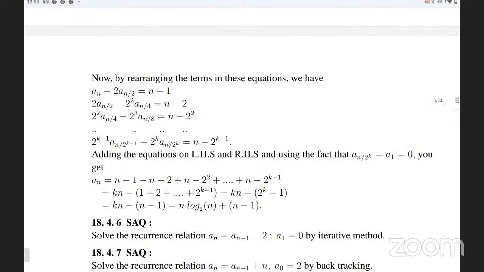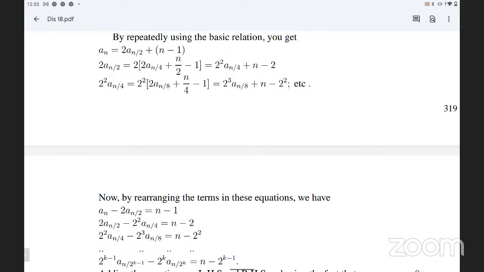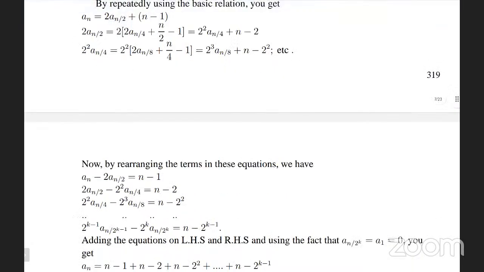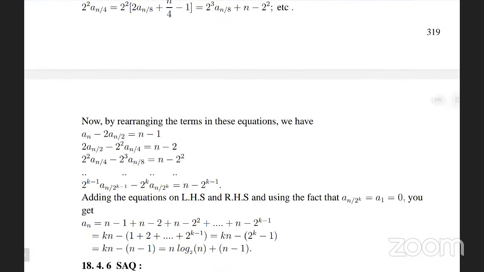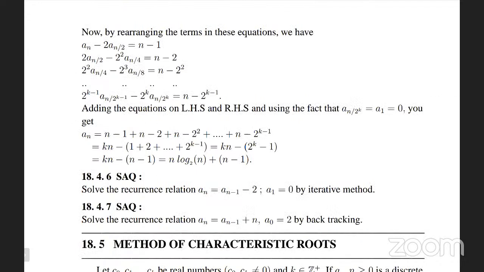Divide and conquer means we take a given term, write it in divided form, and again add all the terms. That is called the recurrence of the total. I can get the recurrence of the total as a n equal to n minus 1 plus n minus 2 plus n minus 2 power 2 plus 1 plus n minus 2 power k minus 1.